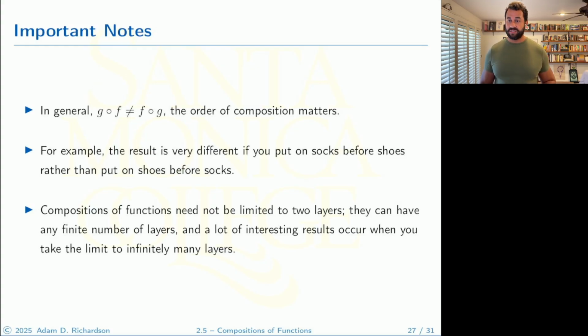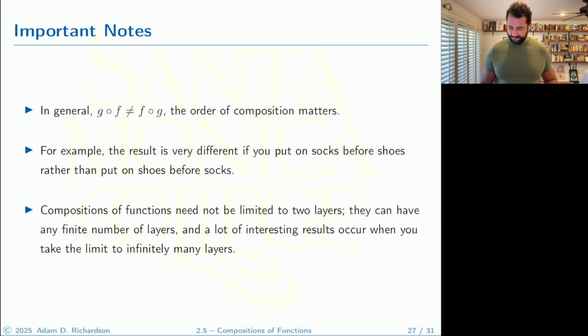The other thing I want to emphasize that I've mentioned before is that compositions don't need to be just two layers. They can be any number of layers. You can have any finite number of layers, a million layers, a trillion layers. And a lot of interesting results occur when you take the limit to infinitely many layers. Like, what happens if you kept composing this rule over and over forever? That's where things get super interesting.